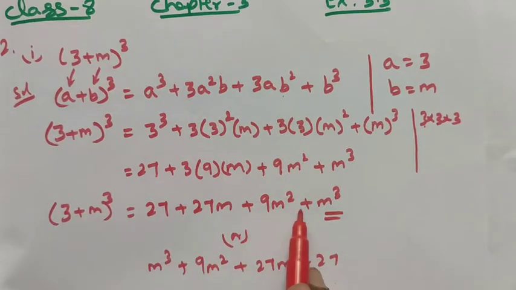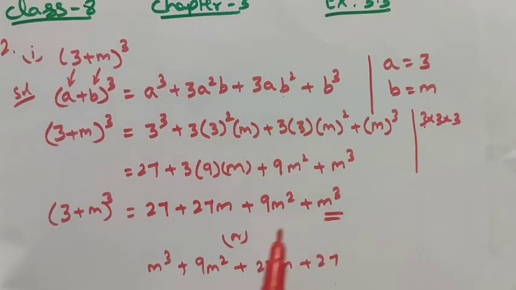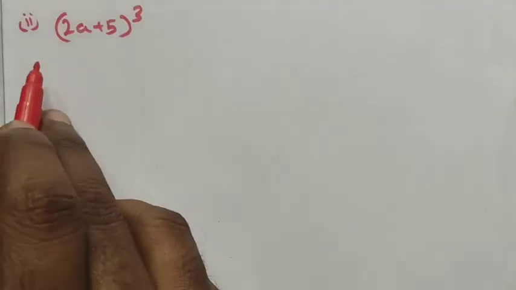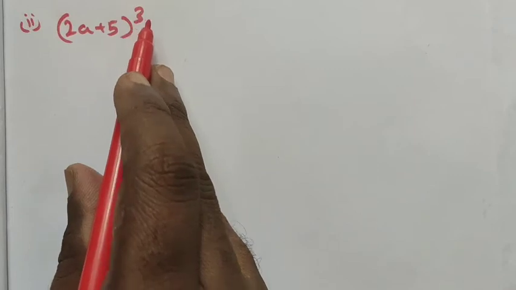This is also the standard form of algebraic expression. The standard form of algebraic expression is either in a descending order or in an ascending order, that is by the variable's power. Here we have the descending order, here we have the ascending order, increasing power, right? Next we see the second Roman number, (2a + 5) whole cube.